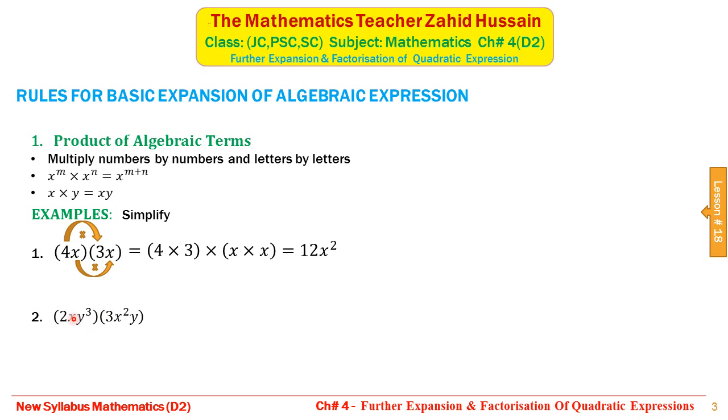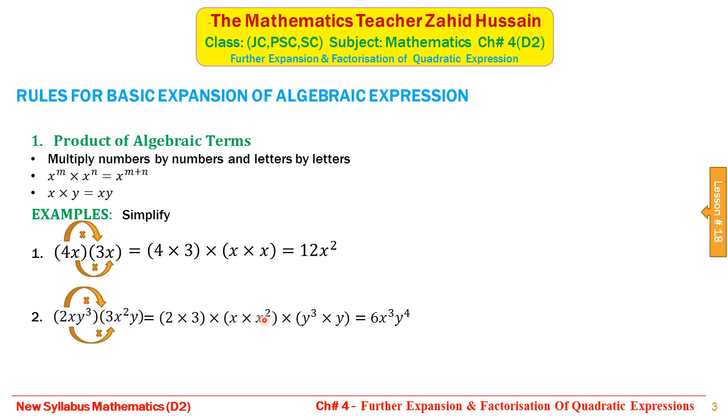expression there are two terms, 2xy cube and 3x square y. These two terms have different letters. We will multiply numbers with numbers, same letters with same letters, and we will get 2 multiplied by 3. In the first term letter is x, and in the second term letter is x square. In the first term there is y cube, and in the second term there is y. So 2 3s are 6.